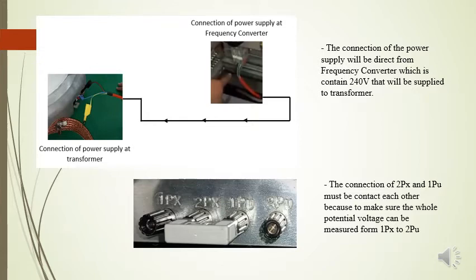Then we must make sure that the connection of 2px and 1pu contact each other, because we want the whole potential voltage to be measured from 1px to 2pu. So it allows the measurement process to be done properly, because the connection between contact 2px and 1pu will get the whole potential voltage from 0 volt to 100 kilovolt.